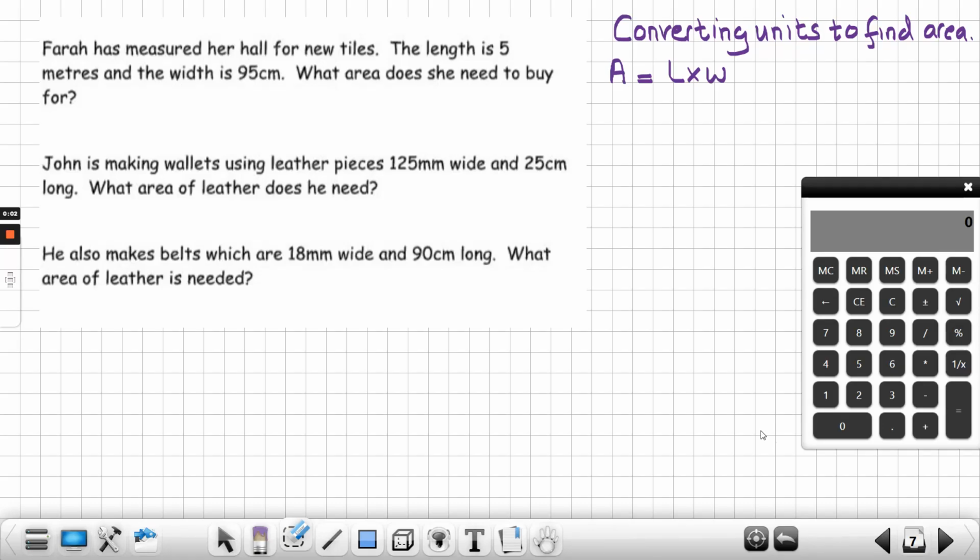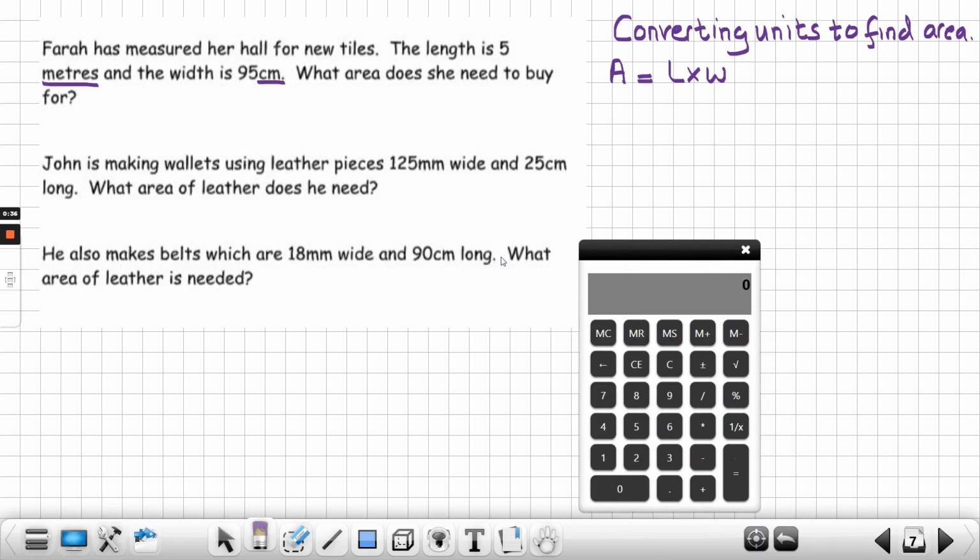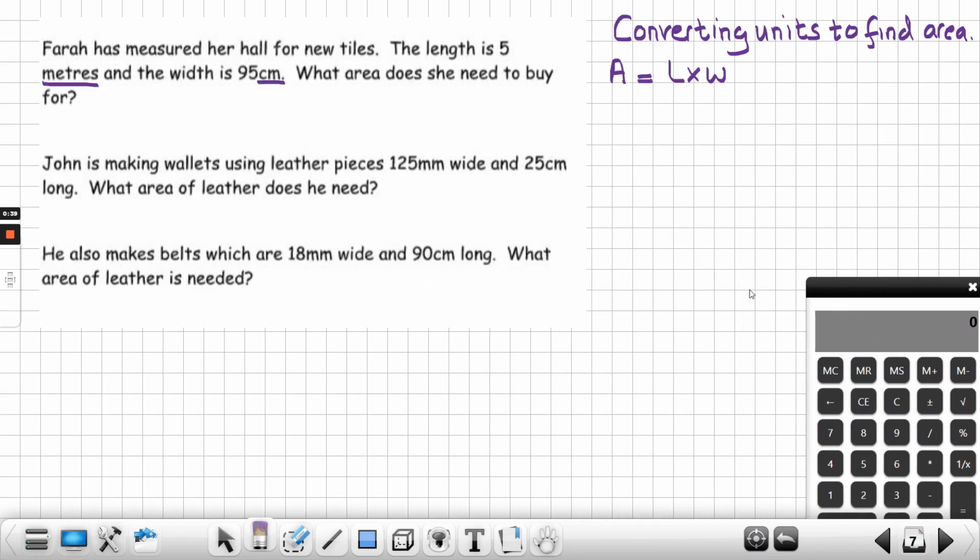Hi, so in this video we're going to look at calculating the area of rectangles, but a little bit more challenging because if we look here then we don't have pictures to work from, and also if you look we are given the measurements in two different units. So we can't automatically find the area, we have to first do conversion to make them in the same unit before we can work out the area. So let's have a look at this first one.